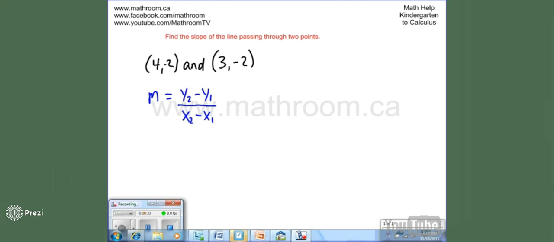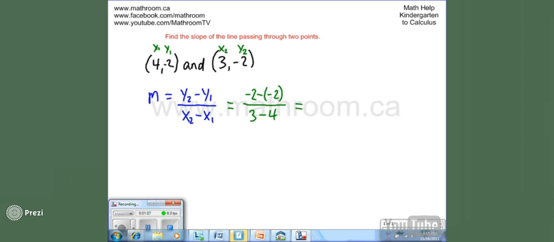So the next thing we'll want to do is assign x1 and x2. So this is x value number 1, x value number 2, y value number 1, y value number 2. So now we'll plug those points into the formula. The y2 value is -2, and we're going to subtract the y1 value, which is also -2, divided by x2 value, which is 3, minus the x1 value, which is 4.